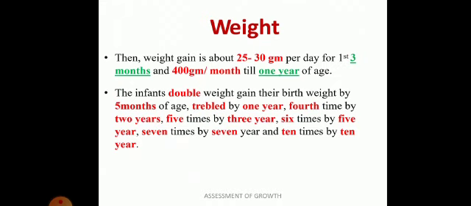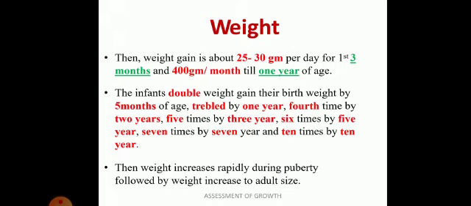Now when will it double? It will double by the age of 5 months. When will it triple? By the age of 1 year. Okay, again the journey is like this only. So it will be 4 times by the age of 2 years, 5 times by the age of 3 years, 6 times by the age of 5 years, 7 times by the age of 7 years, and 10 times by the age of 10 years. Okay, now how to remember, we are learning in the next slide.